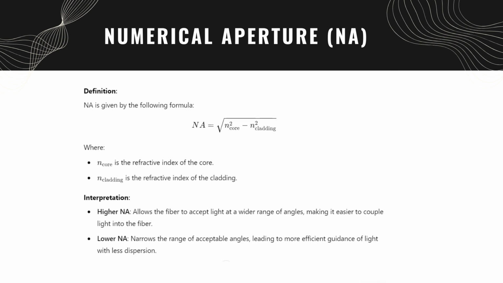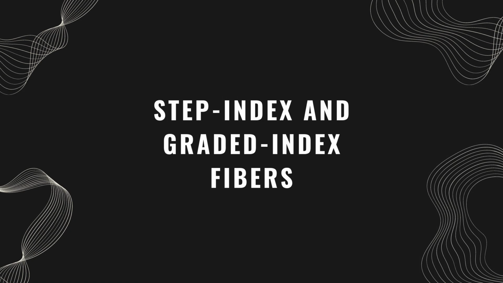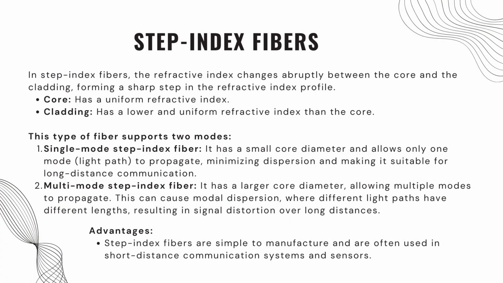less dispersion. Optical fibers can be classified into step index and graded index fibers based on the way the refractive index of the core and cladding is structured. In step index fibers, the refractive index changes abruptly between the core and the cladding, forming a sharp step in the refractive index profile. The core has a uniform refractive index. The cladding has a lower and uniform refractive index than the core. This type of fiber supports two modes.